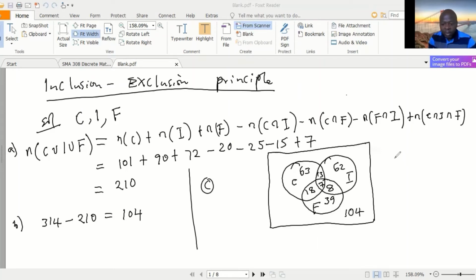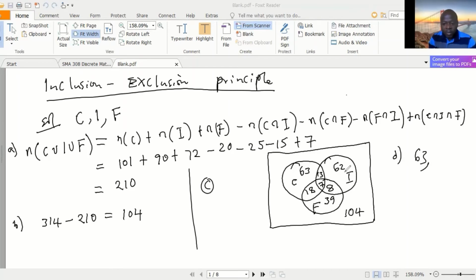So the question proceeds and says, how many customers took only car? So those who took only car will be 63. This one, 63. You see, those who took car were car and something else. The total number of those who took car loans were 101. But of this 101, some of them took car loan and something else. So those who did not take something else, they only took car loans, were 63.